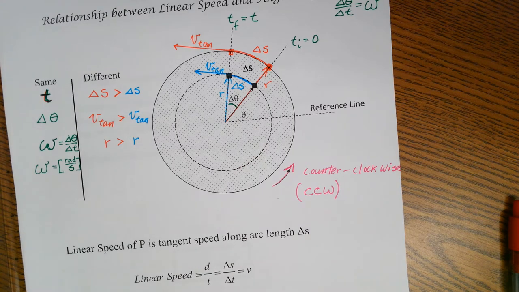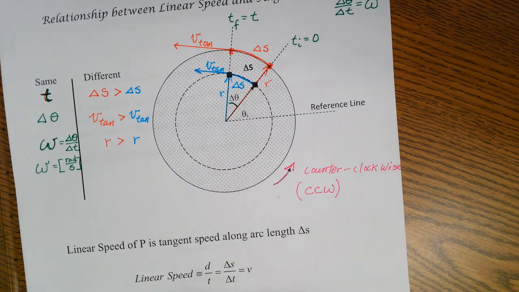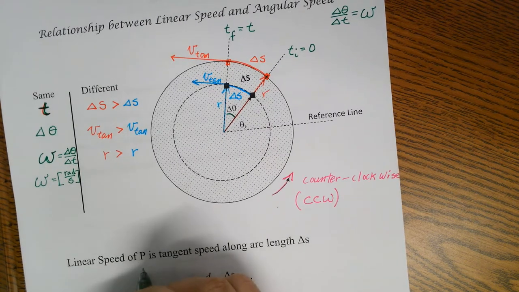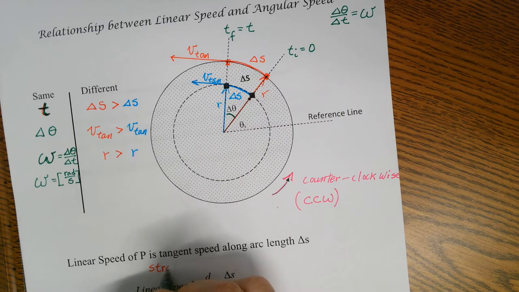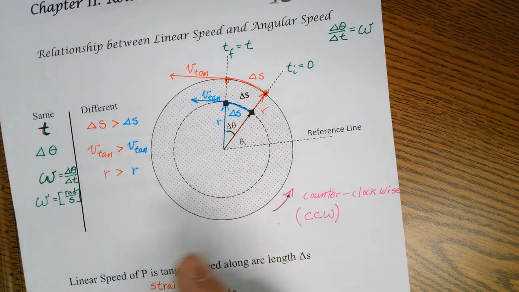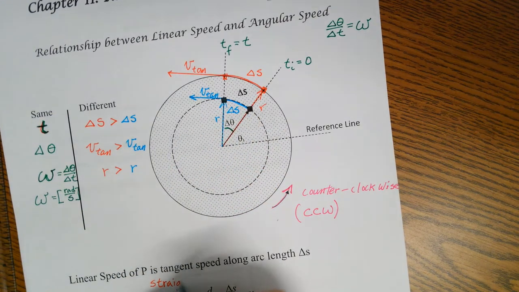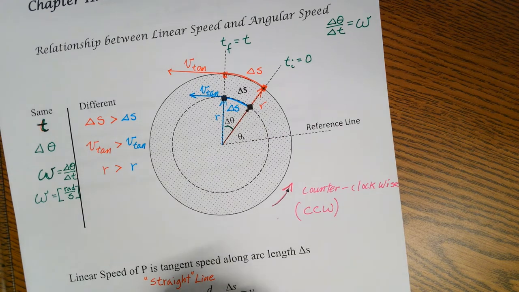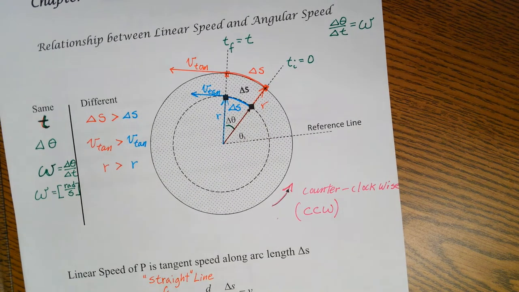Okay. And even though linear speed, you could say it's like a straight line, it's really not straight, is it? Because it is going in an arc, like a sort of quasi-circular path, right? So when I say straight line, I'm going to put the straight in quotes, okay? So it's sort of an arced distance.